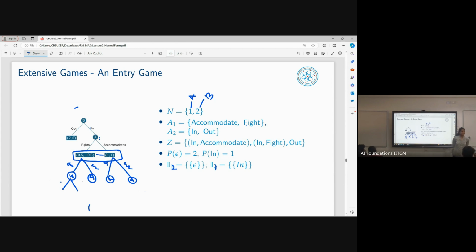What would be the sub-history after fight, accommodate? First of all, epsilon. Then there is in, out, in fights, in accommodates, in fights A2, in fights A2 A1.